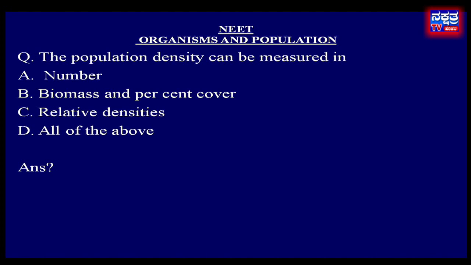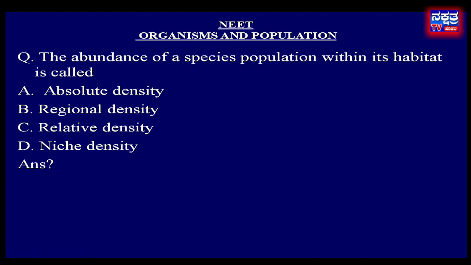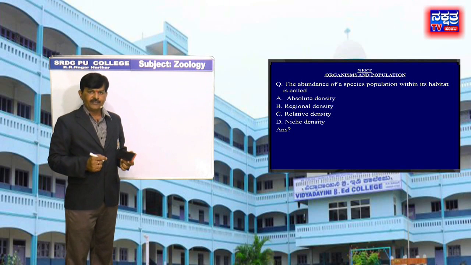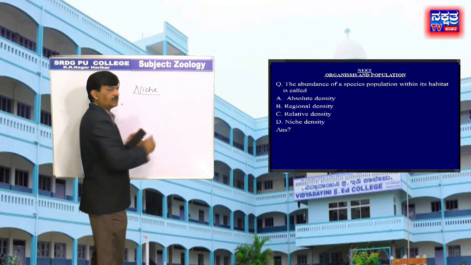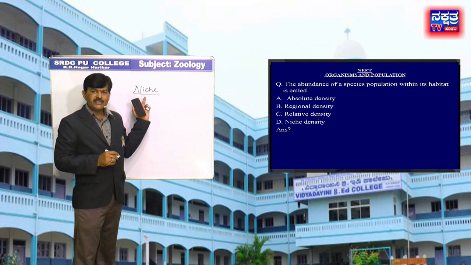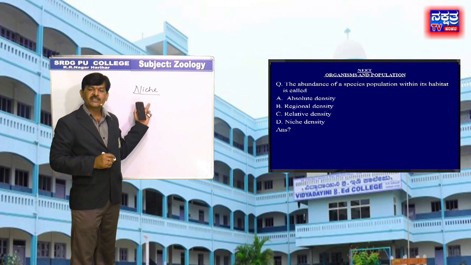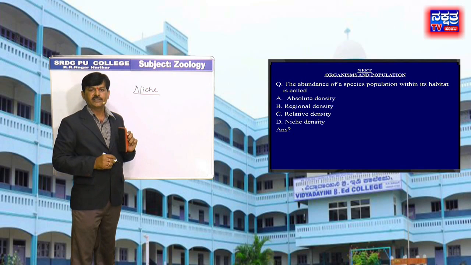Move to next question. The absence of a species population within its habitat is called option A, absolute density, B, regional density, C, relative density, D, niche density. In ecology, a niche is the fit of a species living under specific environmental conditions.